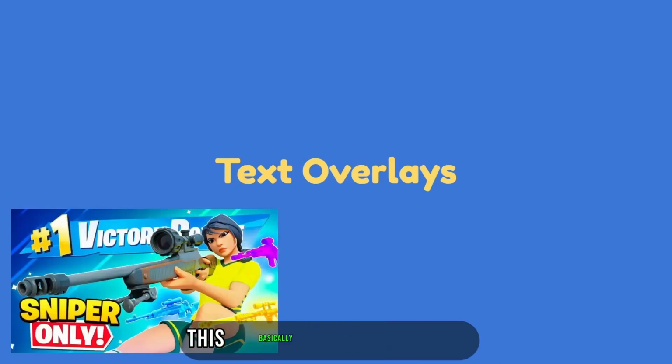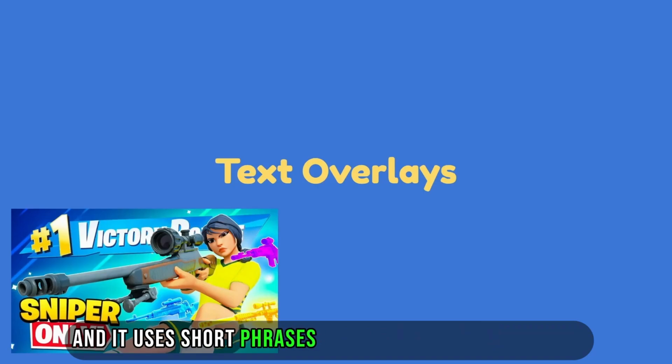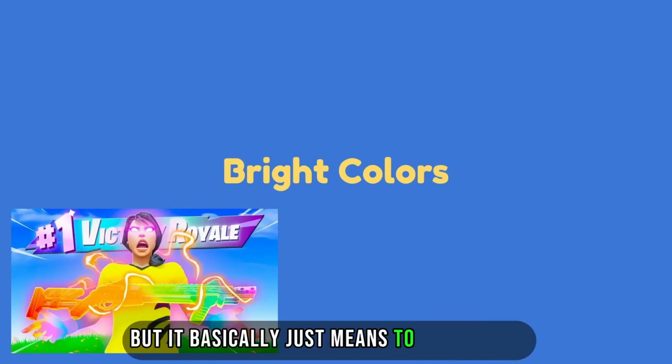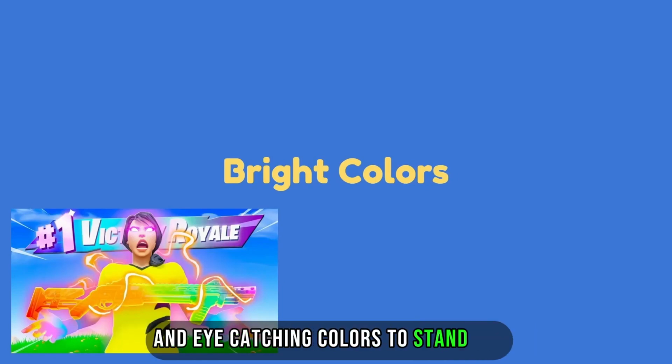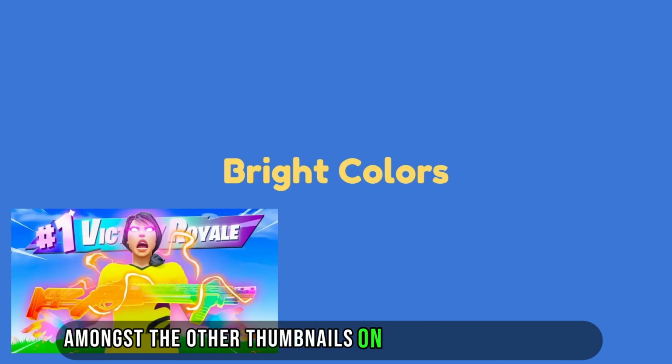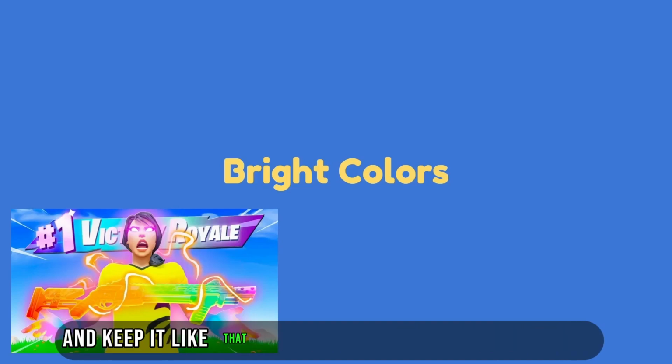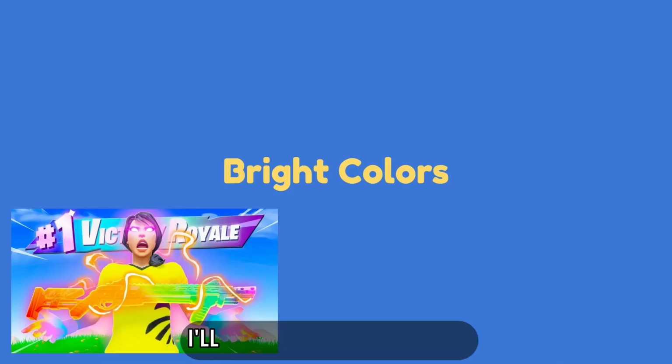Text overlays. This basically includes bold and catchy text on the thumbnail, and it uses short phrases or questions to pique curiosity and provide context. This is pretty straightforward, but it basically just means to use vibrant and eye-catching colors to stand out amongst the other thumbnails on the YouTube homepage. Choose colors that basically align with your brand and keep it like that throughout all of your thumbnails. I'll explain why in a little bit, but just remember it.